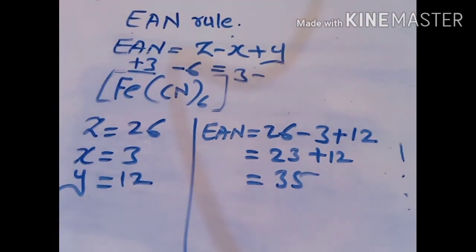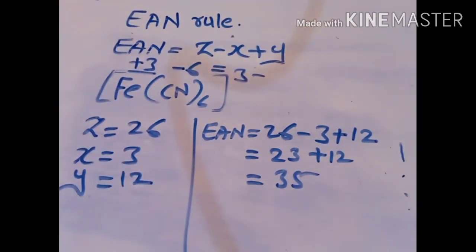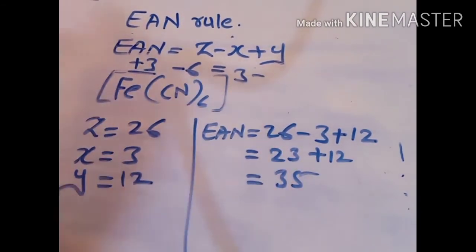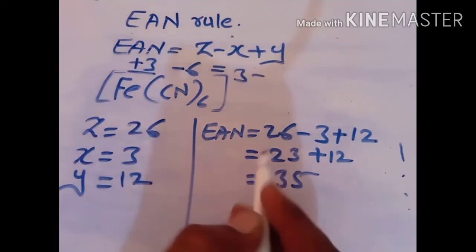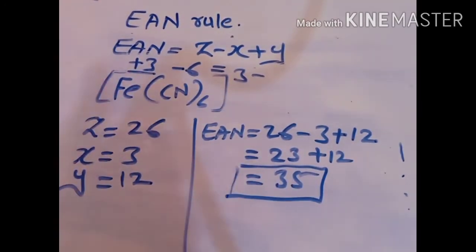Now it is not achieving the nearest noble gas electronic configuration, that of krypton, having atomic number 36. But here the EAN is 35, meaning it does not achieve the noble gas electronic configuration. That's why we can say this complex is not obeying the EAN rule.